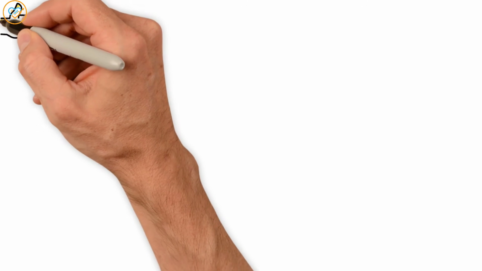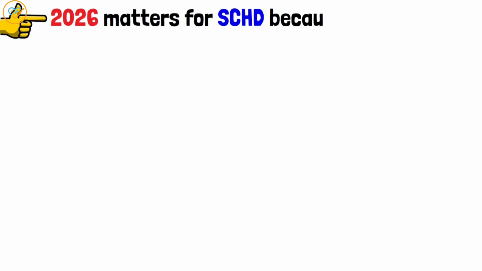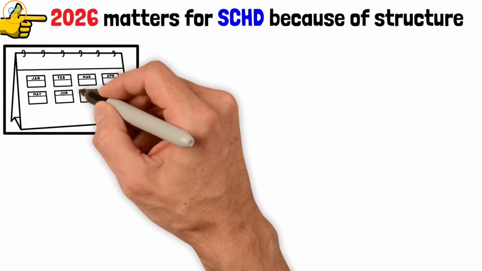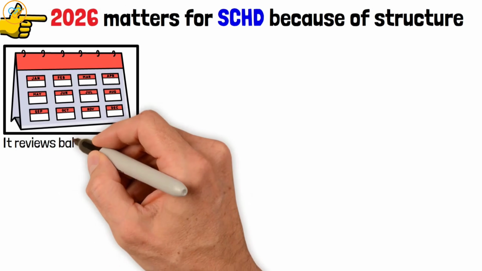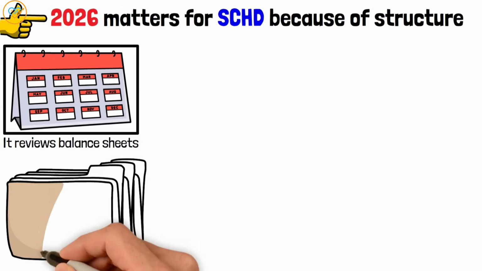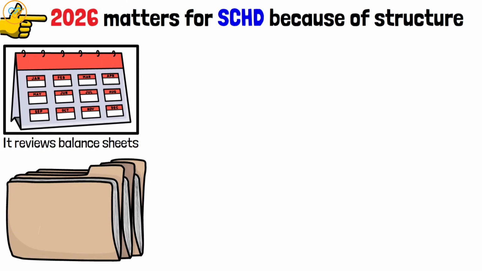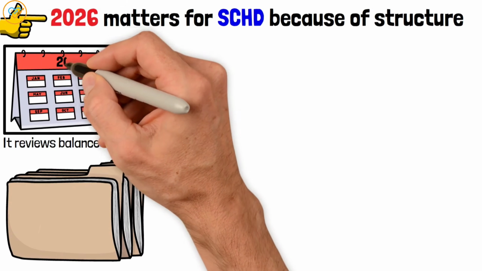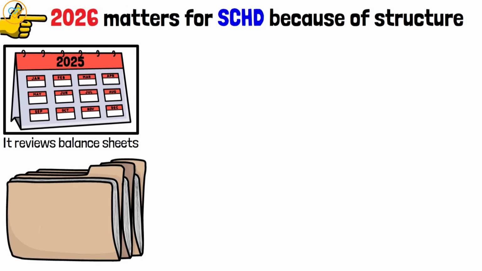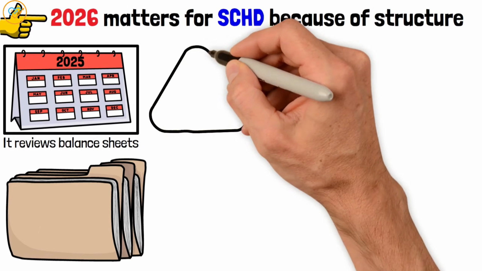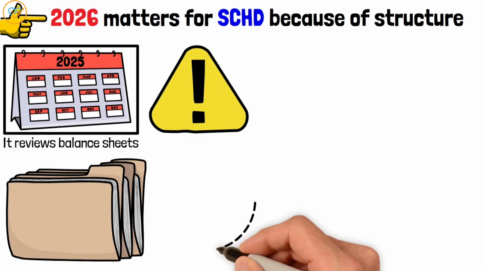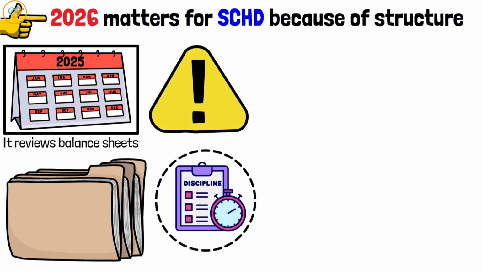So let's bring everything together. 2026 matters for SCHD because of structure. The annual Reconstitution forces change. It reviews balance sheets, and it refreshes the portfolio using updated data. After the energy-heavy tilt in 2025, the system gets a chance to rebalance risk. Over time, that discipline is the point.